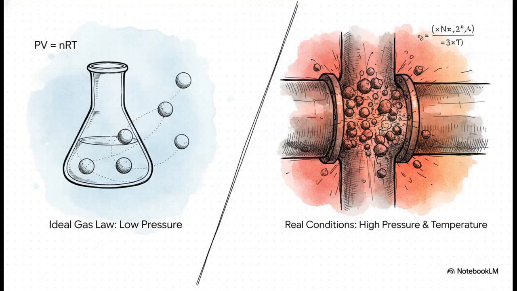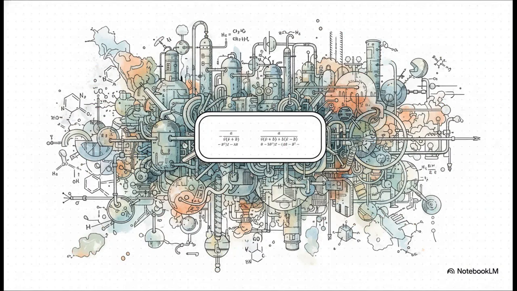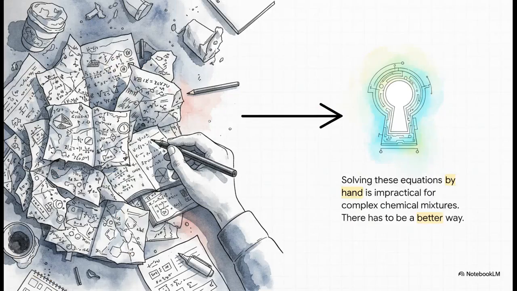You've probably heard of the ideal gas law. It's simple, but it's not accurate enough for high-pressure reality. For those high-pressure situations, we need much more powerful models to get the job done. And yeah, as you can see, with models like SRK and Peng-Robinson, the math gets complicated fast. Solving these by hand is pretty much impossible, so we need a much better way to do it.